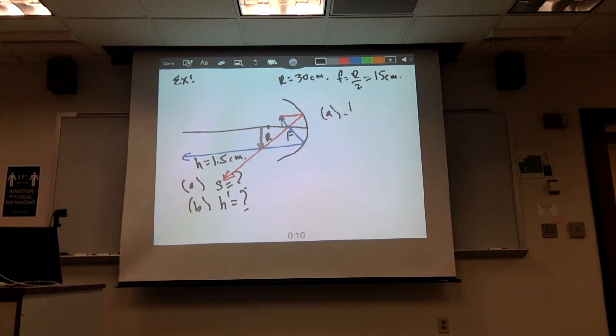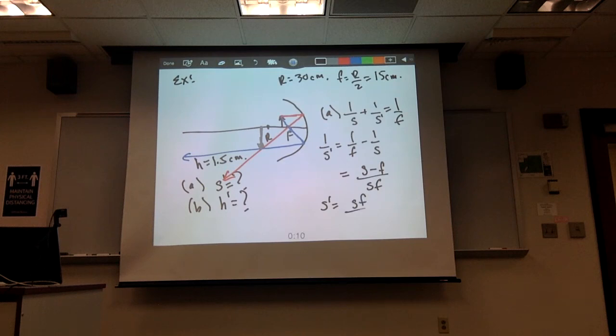So part A says 1 over the object distance plus 1 over the image distance is equal to 1 over the focal length. In this case, we know the object distance and we know the focal length. So I can then say 1 over the image distance is equal to 1 over the focal length minus 1 over the object distance. From here, I can find a common denominator, which is just the product of the two. So I'm going to get the object distance minus the focal length divided by the object distance times the focal length. Finally, inverting this gives me the image distance, which is the object distance times the focal length divided by the object distance minus the focal length. This is going to be my image distance.